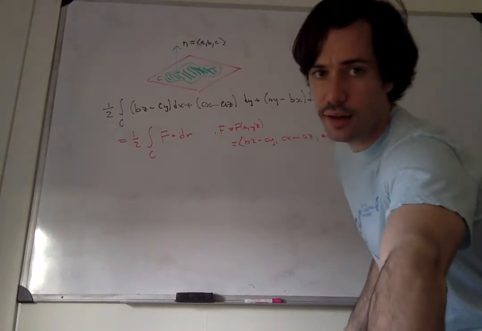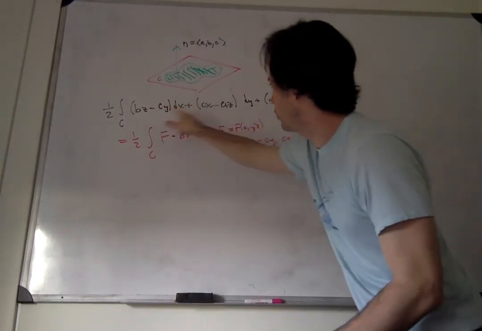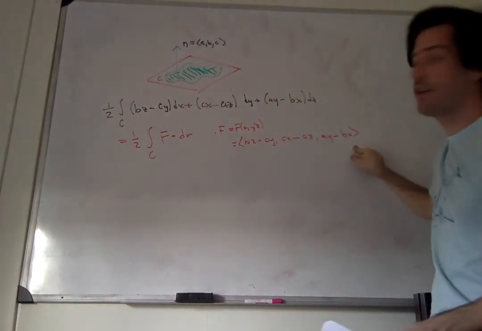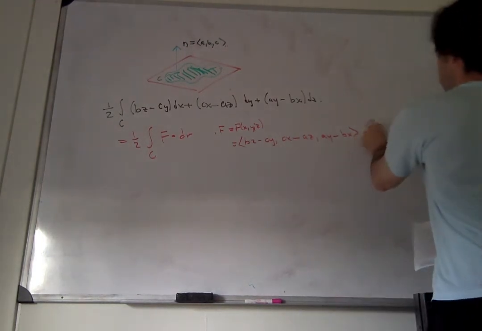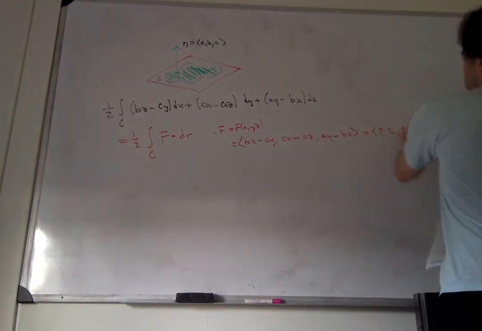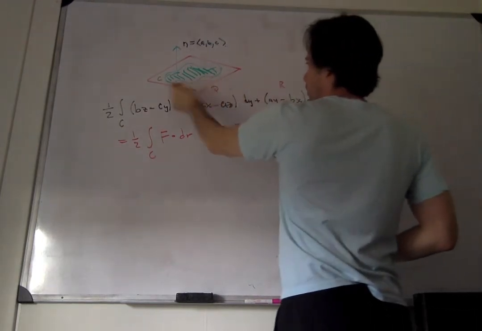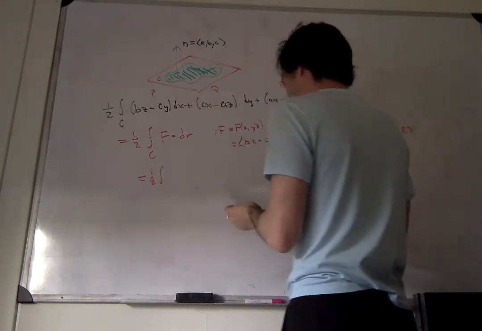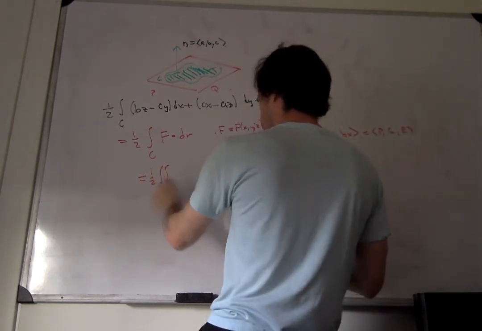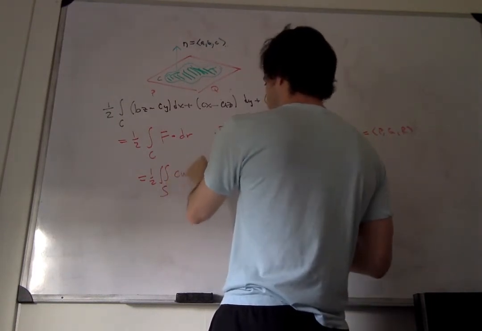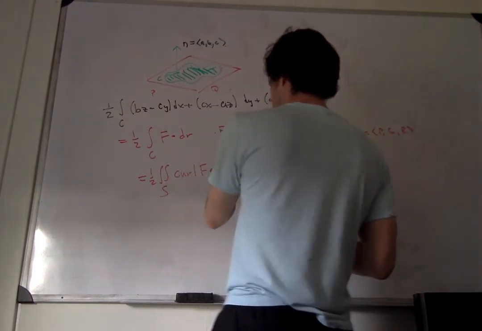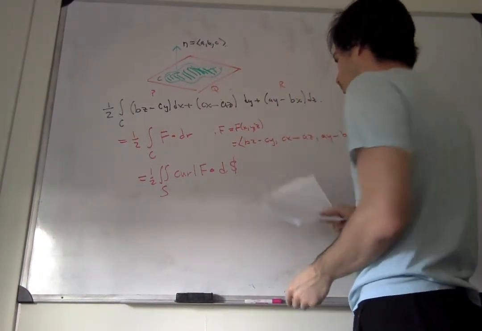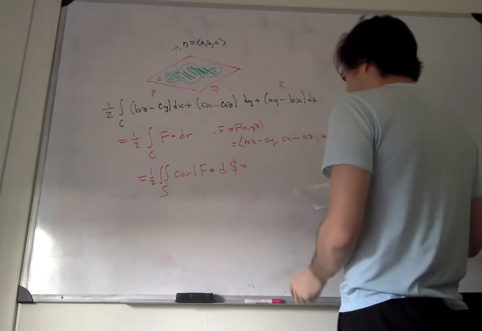Literally all I did is take those parts, that's P, Q, and R, and I just wrote it right here. Great. So what is this equal to? Well, by our favorite theorem, by Stokes' theorem, it is equal to that. Well, what is the curl?